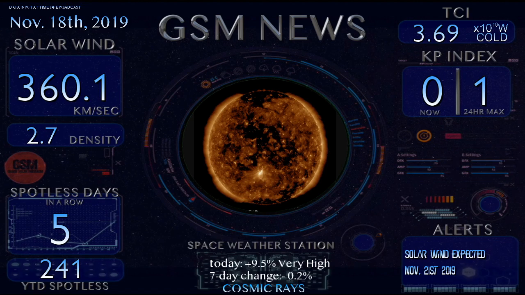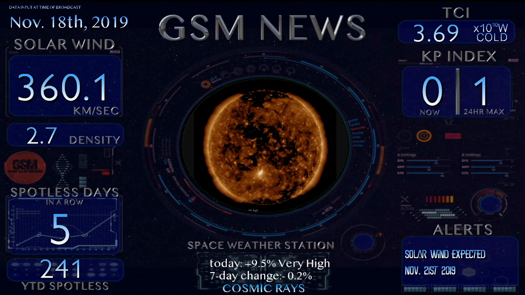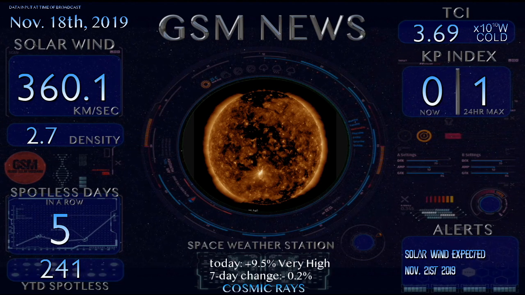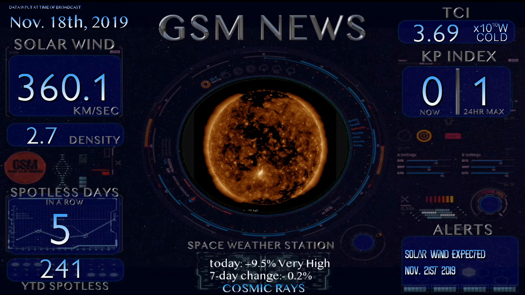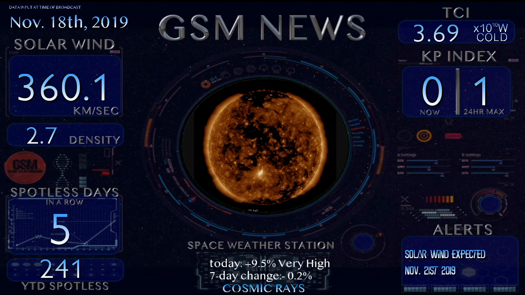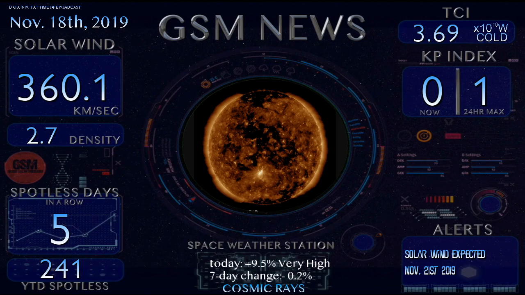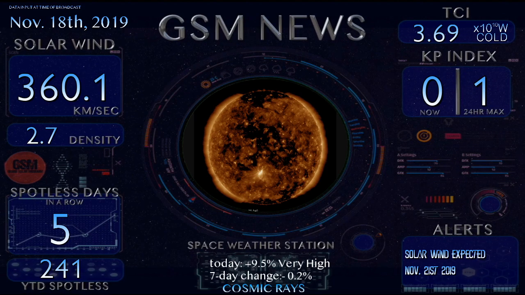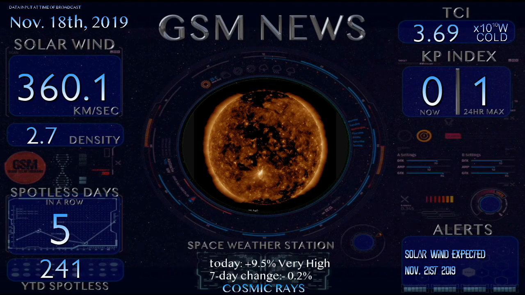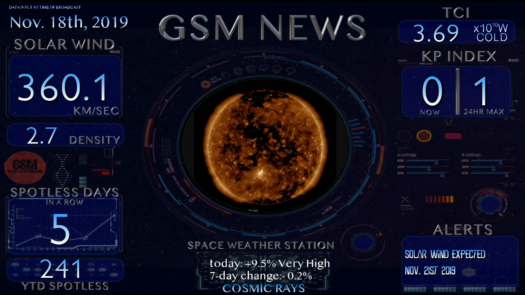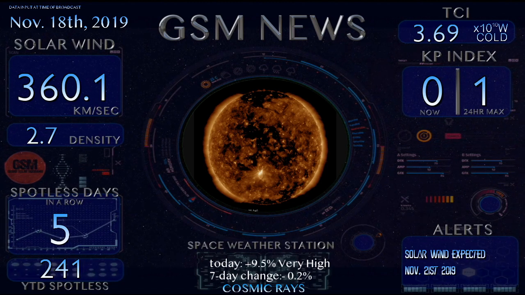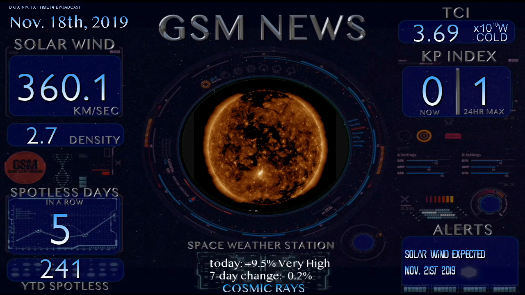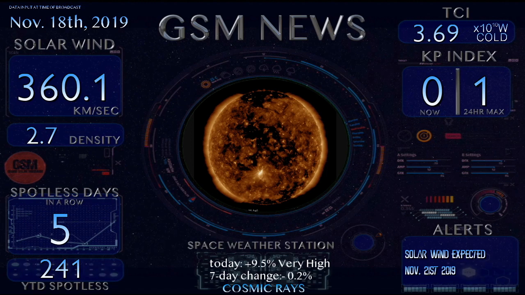Our solar wind speeds are sitting at 360.1 kilometers per second with a density of 2.7. And once again, we are looking at our sun, and there are no sunspots to report today. That is a bright active region, but it does not qualify as a sunspot. That's now 5 days in a row without sunspots, and we are now at 241 for the year. That is 20 more spotless days than we had in 2018.